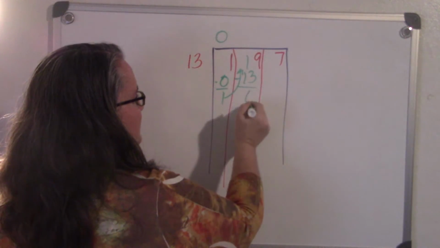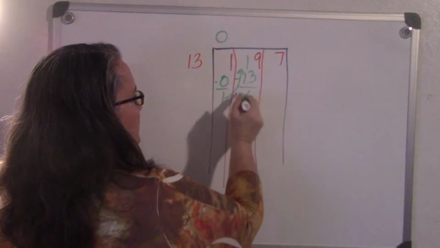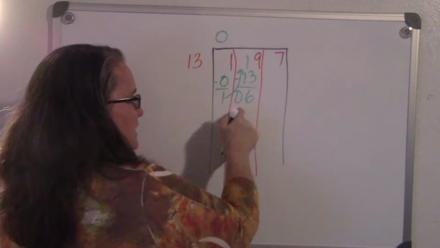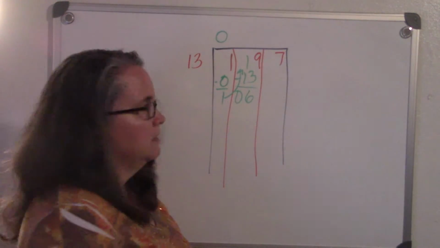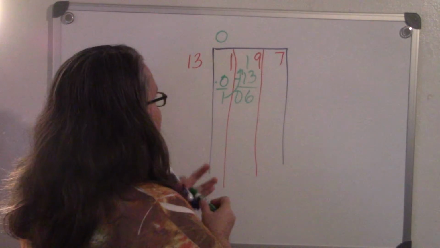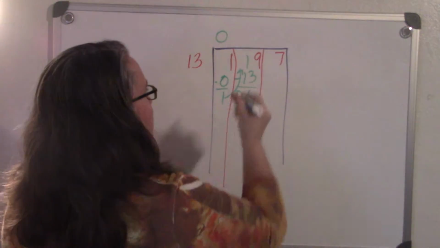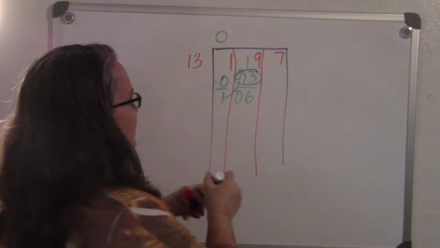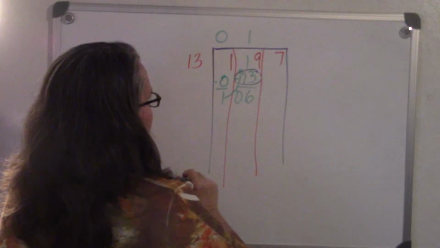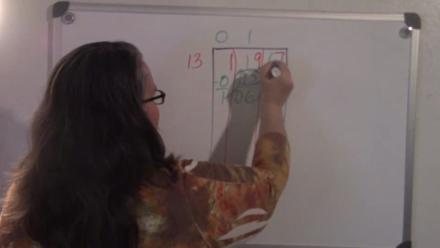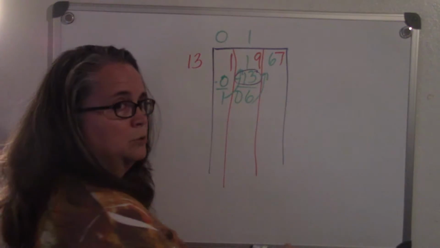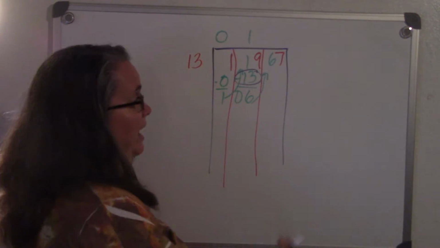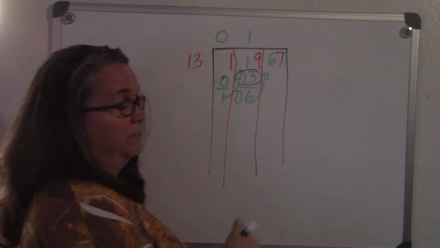9 minus 3 is 6. 1 minus 1 is 0. Can I take 13 from 6? No. So one thing I'm going to have to do is count my 13s. I now only used 1, so I take that and I write a 1 at the top. I need to bring my 6 up. Now I'm going to subtract 13 until I get it where I have 0 or I have a remainder.